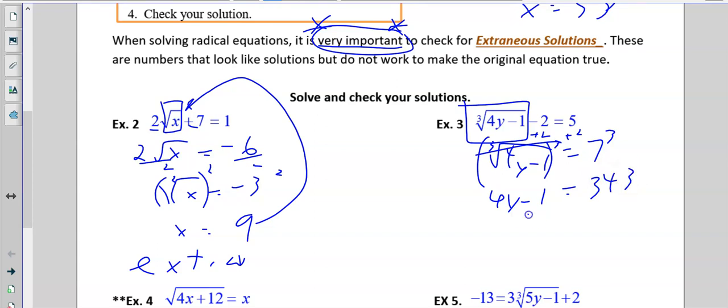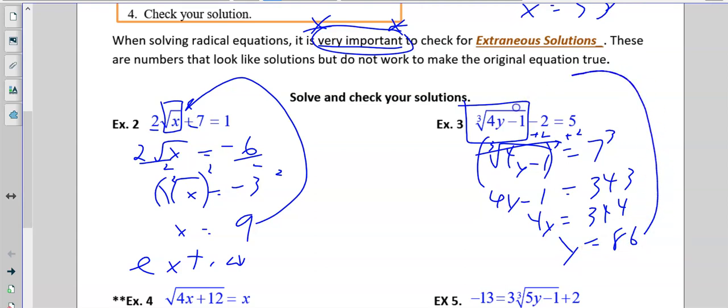I'm going to add 1 to both sides, and then I need to divide by 4. So 344 divided by 4 is 86. I need to plug this back in here and check my work. So I'm going to do 4 times 86, which is 344, minus 1, which is 343. And then I'm going to take the cube root of that, which is 7, minus 2 is 5. It checks out.